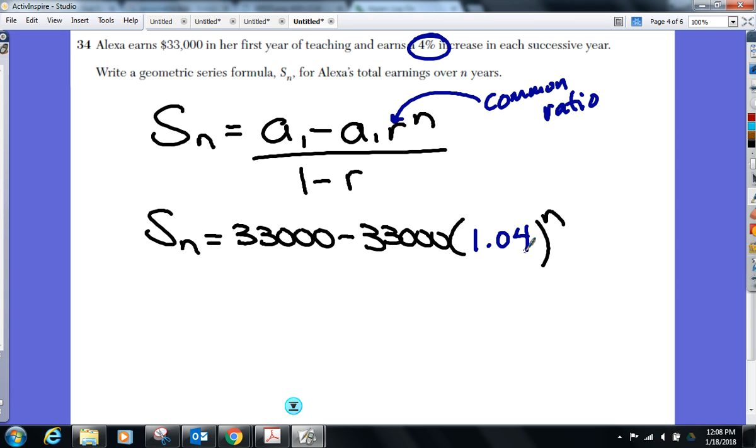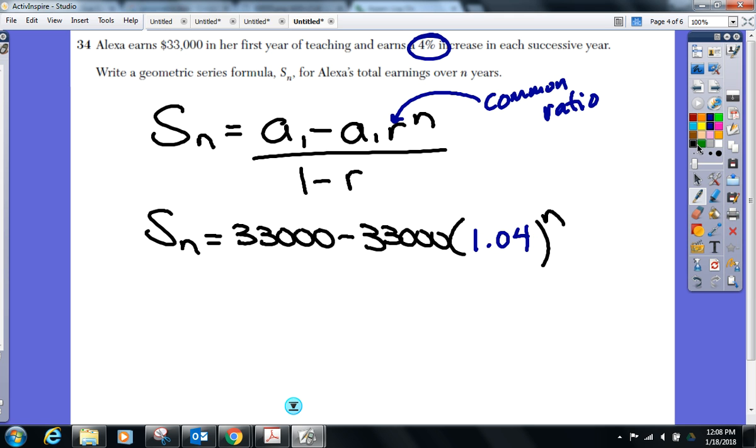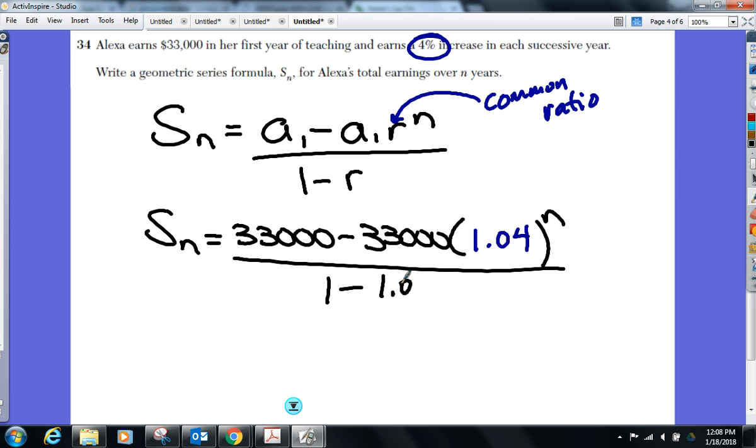Not by 0.04. If you multiply by 0.04, you know what you're saying? She's taking a 96% cut in pay. That's what 0.04 means. All right, we can finish this now that we know that's 1.04. 1 minus 1.04. There's part A.